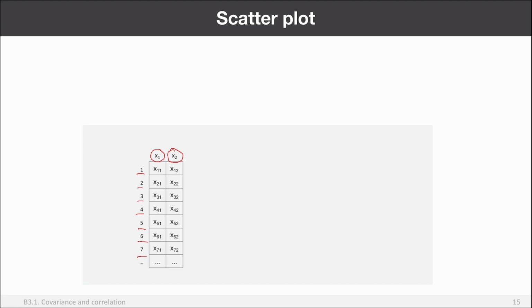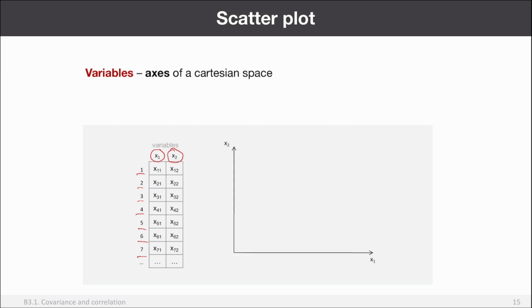Okay. Now, the first idea is that every variable is an axis in the Cartesian space. So in this case, I have two variables, so I will have two axes, x1 and x2, or x and y, as you are used to. And that gives us the two-dimensional Cartesian space, a plane, right? So this is x1, this is x2. That's what we call a variable space. Now, every object, every individual, is a point in this space.